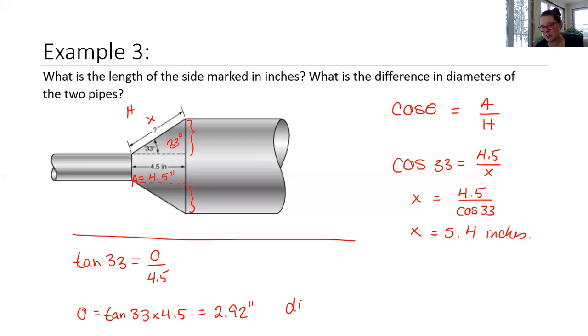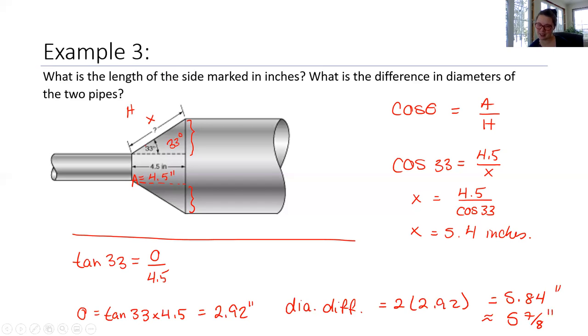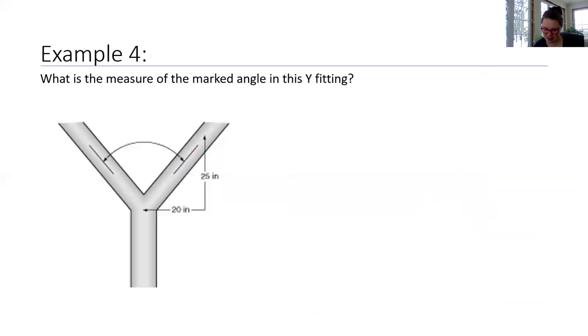Okay, the diameter difference is equal to 2 times 2.92, which gives us 5.84 inches, or if you wanted to convert to fractional inches, about 5 7/8 inches. So again, another one that's not very complicated. The most complicated piece of this one would be thinking about how diameter relates to the triangle, but I don't think that's too bad.